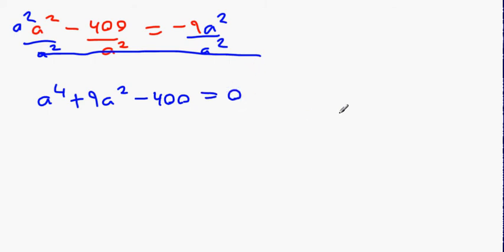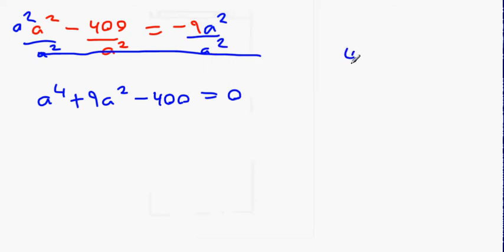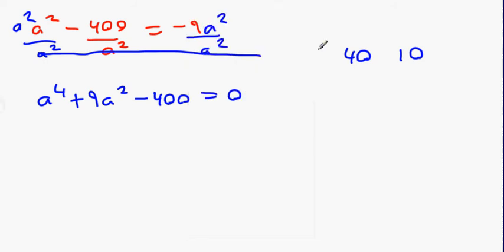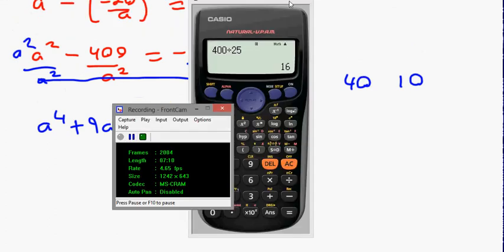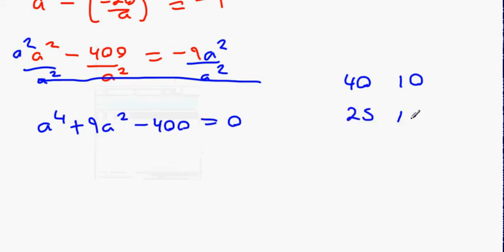Now I'm going to have to write down the factors of 400. So I'm going to start off with 40 and 10. That doesn't necessarily work, so I'm going to try 400 divided by 15 maybe. So still on the factors of 400, 400 is also 25 multiplied by 16. We can see that the gap is a 9.